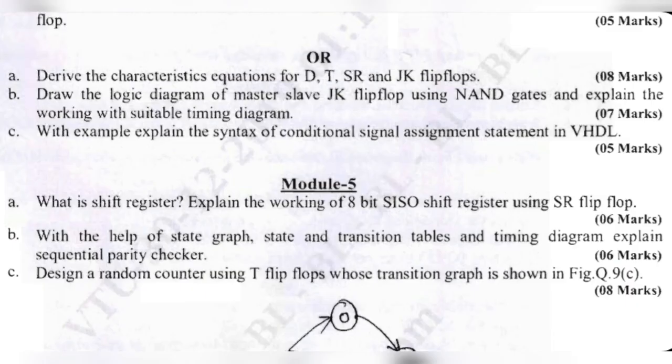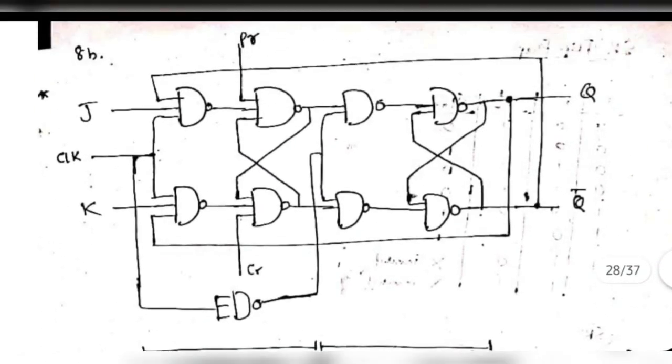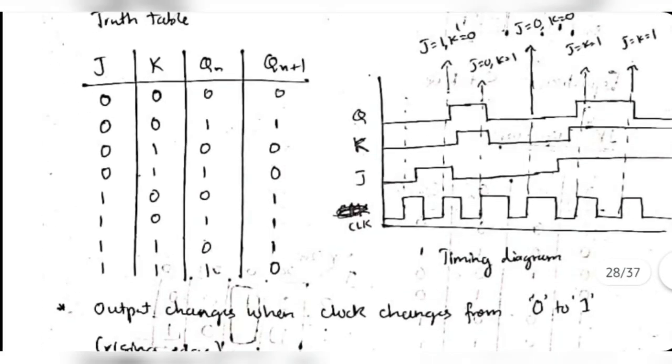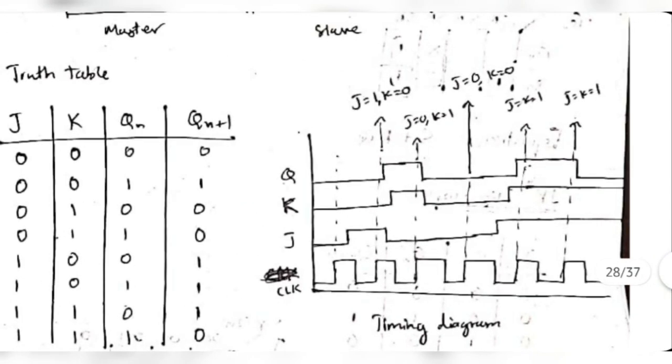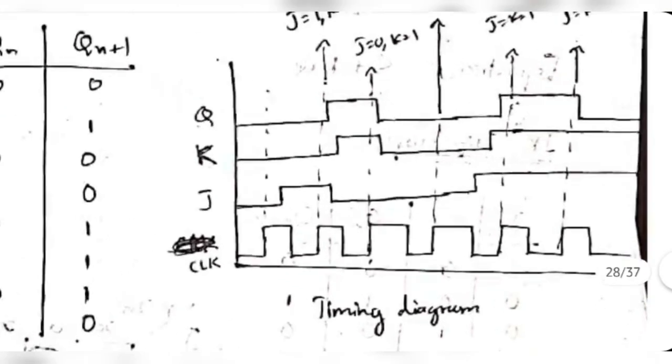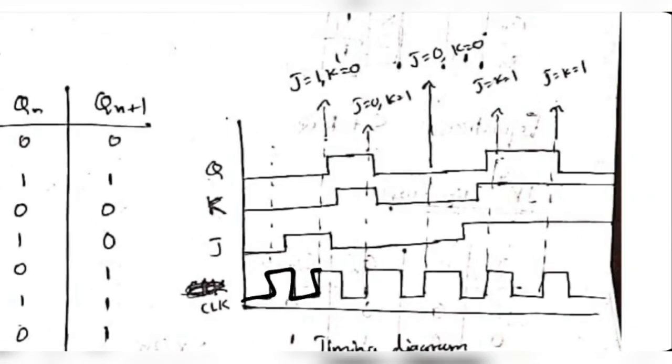In the next question, we have to draw the logic diagram of a master slave JK flip-flop using NAND gates. This is the same one which we have in the lab manual experiment, and explain the working with a suitable timing diagram. So let's see how to do that. Firstly, make these NAND gates, the same diagram which we have in the lab manual. After making that, write the truth table, and in the timing diagram you have to demonstrate all of these cases, when J and K are 1 0, 0 1, 0 0, 1 1. All of these cases you have to demonstrate. Firstly, how to make the timing diagram? First, make the clock signal. Start from here.